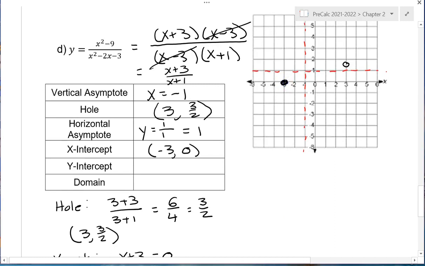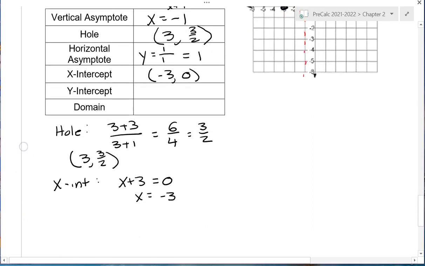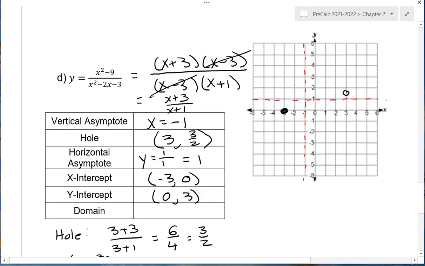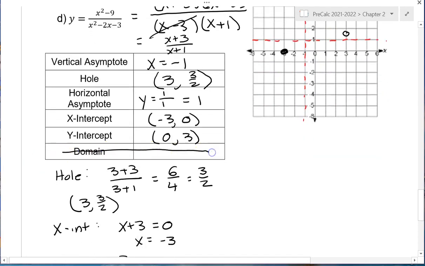Y-intercept, that's where all of your x's equal 0. So I'm going to have a 0 plus 3 over 0 plus 1, and I get a 3. So my y-intercept is at 0, 3. Sorry, I said x. 0, 1, 2, 3. I have a point there. So check this out, and domain we're not going to do.